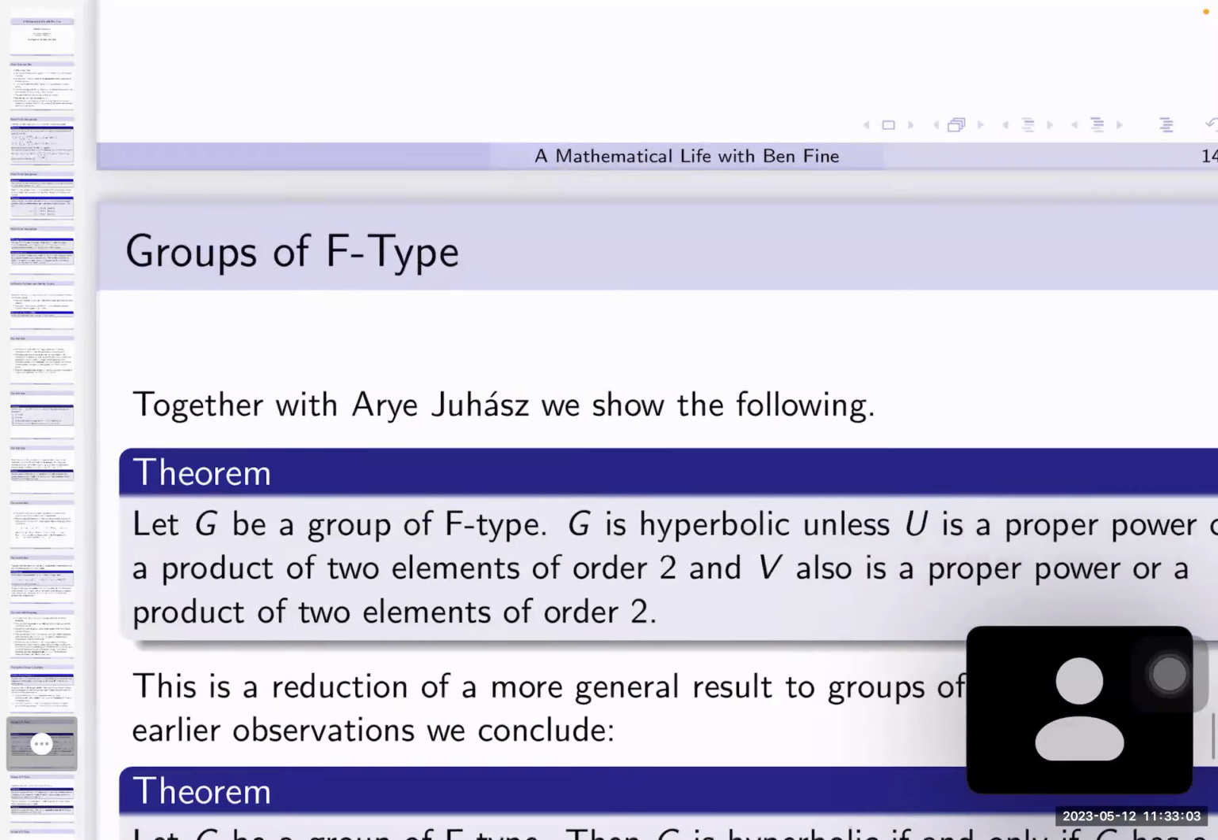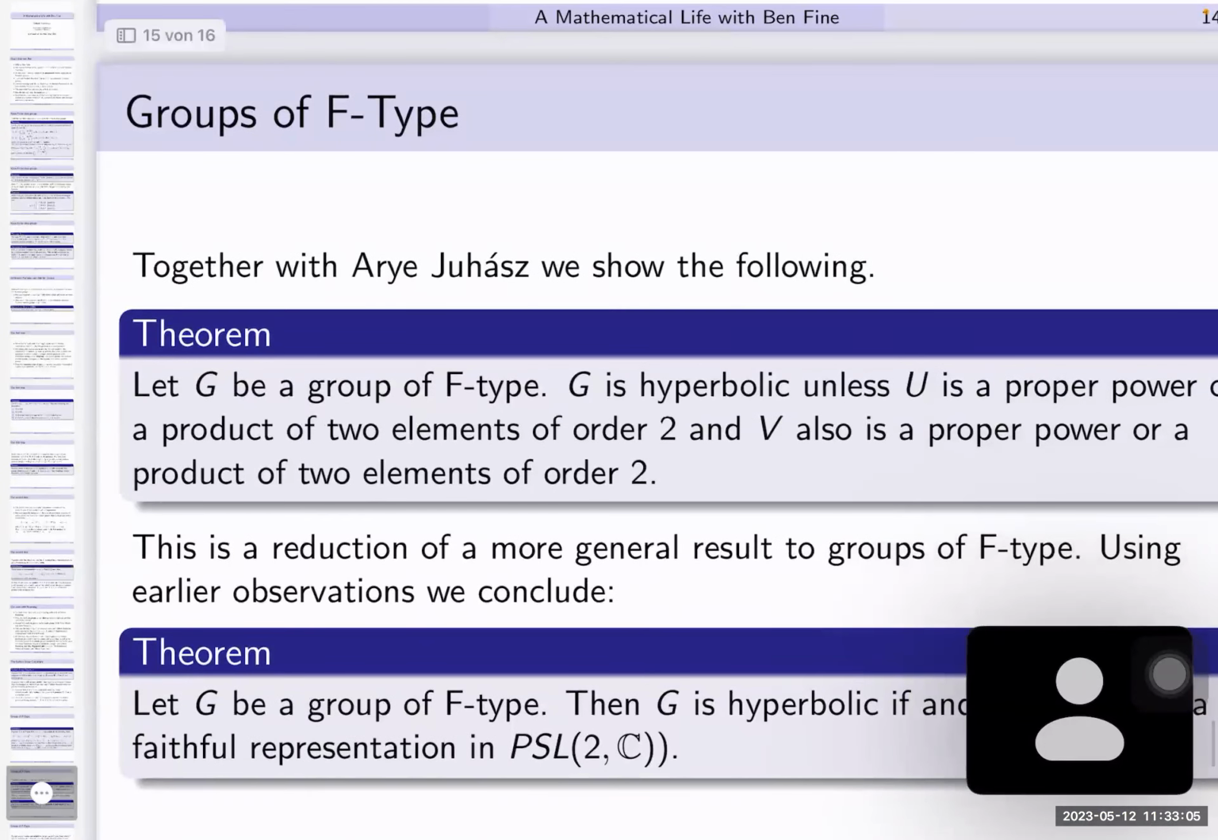Together with Ari Juhasz, or especially Ari Juhasz was the main part of this proof, these groups of F-type are hyperbolic if not both U and V are a proper power or a product of two elements of order 2. That's not really surprising, but we have at least a classification of the hyperbolic groups.